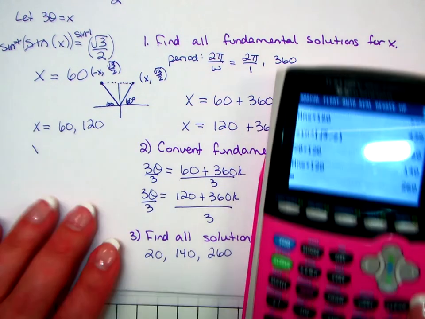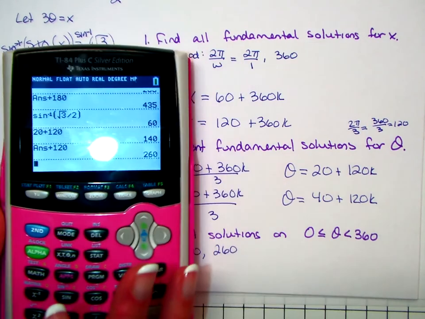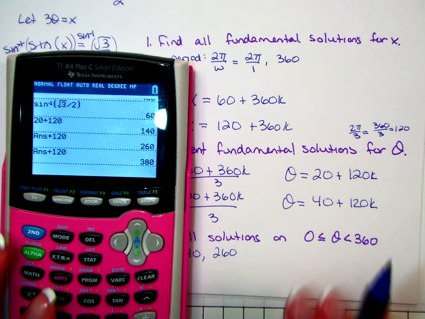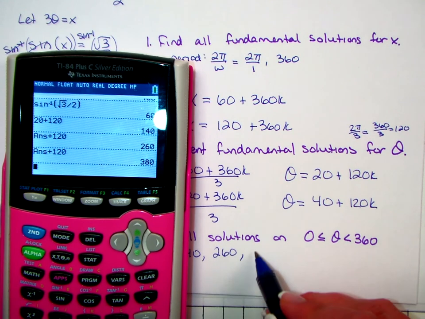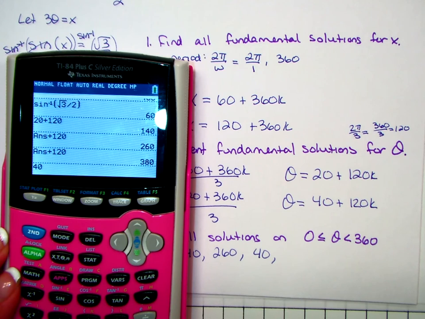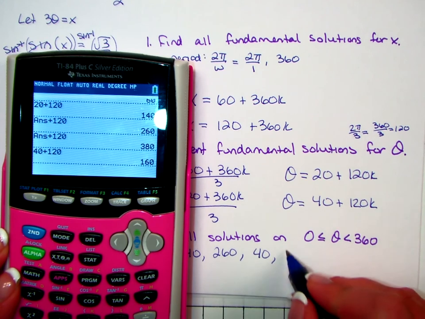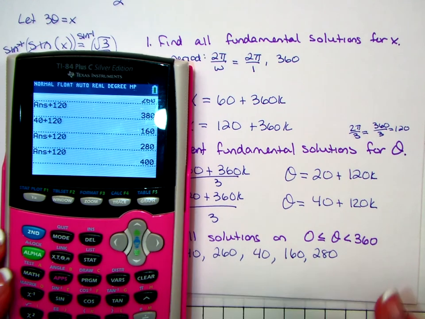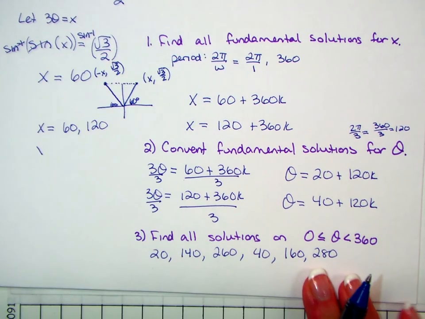Sorry, if I add 120 to 260, okay, 380 is too big. All right, so my other solutions are going to be 40, then add 120 to it to get 160, and then add 120 again to get 280. And I think if I add 120 again, it's too large. All right, so here's all the fundamental solutions.